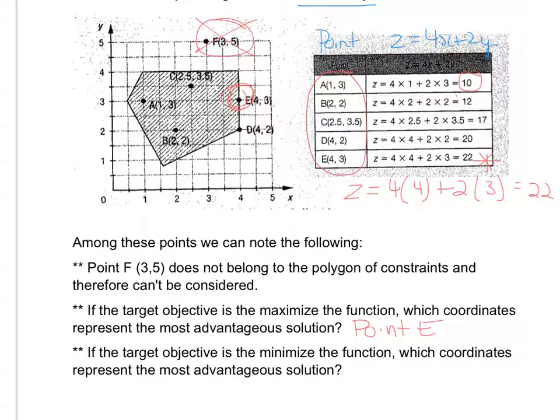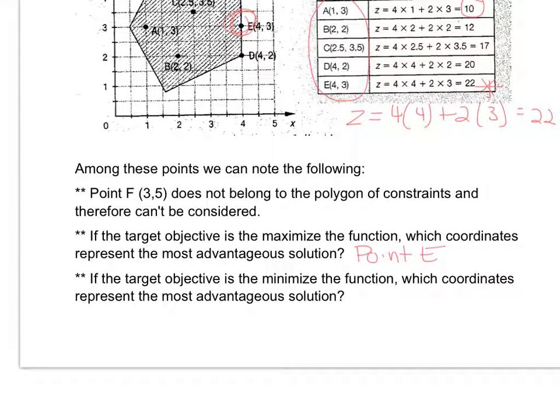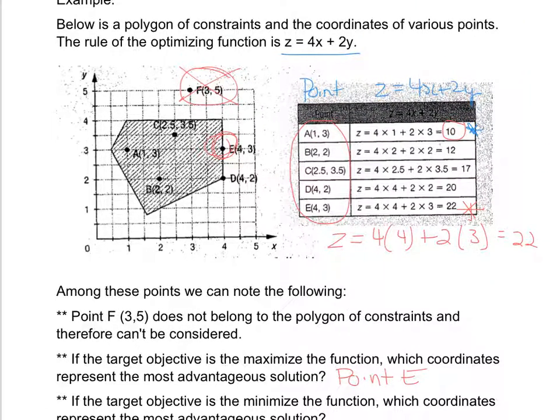Next one is, if the target objective is to minimize the function, so the least amount, which point would represent the most advantageous solution? Well, the most advantageous solution would probably be point A. So all you're doing basically in this chapter is understanding what the optimizing function looks like, and how to take points on your polygon constraints and put them into that equation to find out what the optimal solution would be. And remember that those points have to be included in your polygon of constraints.